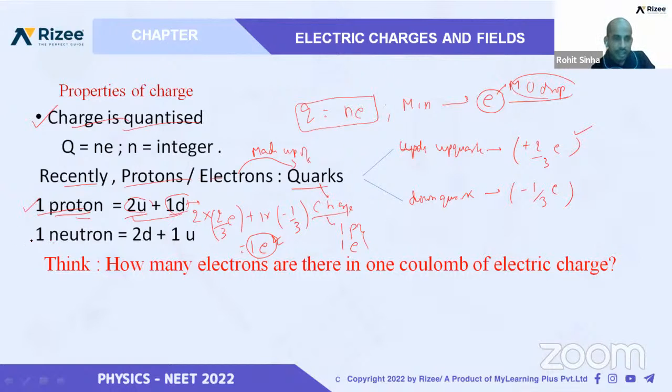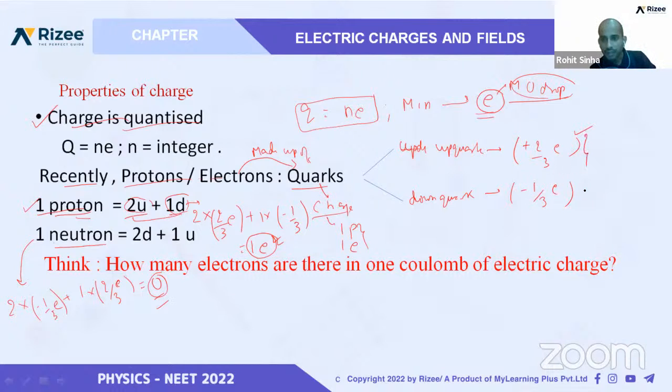And also we can check here, one neutron is made up of 2 down quarks, each 1/3, plus 1 up quark, 2/3 of the electron charge. If we add them together, we get 0, that is neutral, and we know that a neutron has no charge. So now the question arises: if protons and neutrons are also made up of quarks, then why are we saying that the minimum charge possible is that of the electron? We should say that the minimum charge is 2/3 or 1/3 of the electron.